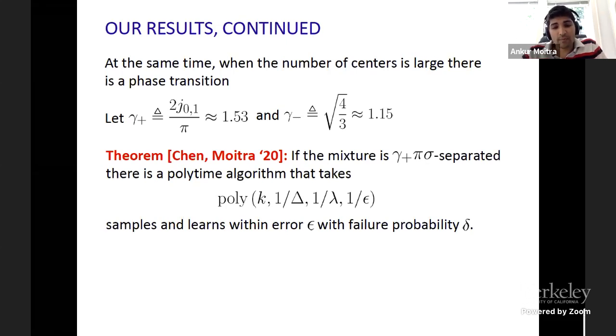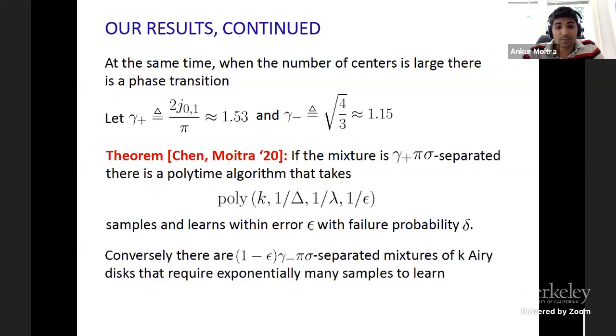And so what we prove on the algorithmic side is that, when you talk about this gamma plus separation, if the mixture of K Airy disks has the property that its centers are gamma plus times pi times sigma separated, then there really is a polynomial time algorithm that's polynomial in all of the parameters of the problem: polynomial in the number of centers, polynomial in 1 over the minimum separation delta, polynomial in 1 over lambda, where lambda is the lower bound of the relative intensity, and 1 over epsilon, where epsilon is the failure probability. Sorry, there should also be a polylog in 1 over delta, but there's an honest poly in K time algorithm with that number of samples too.